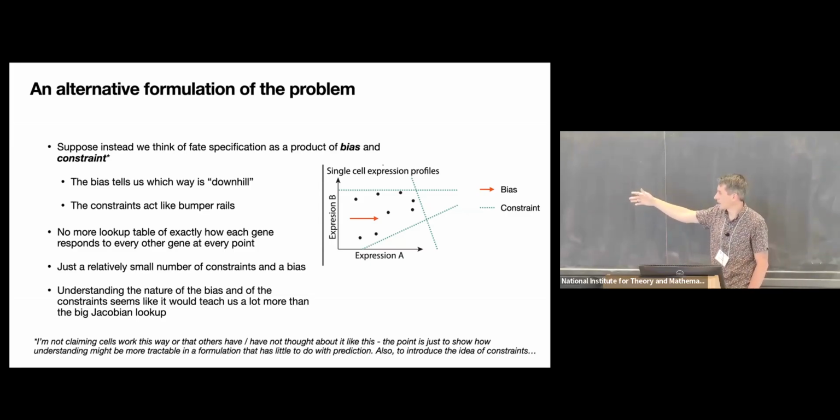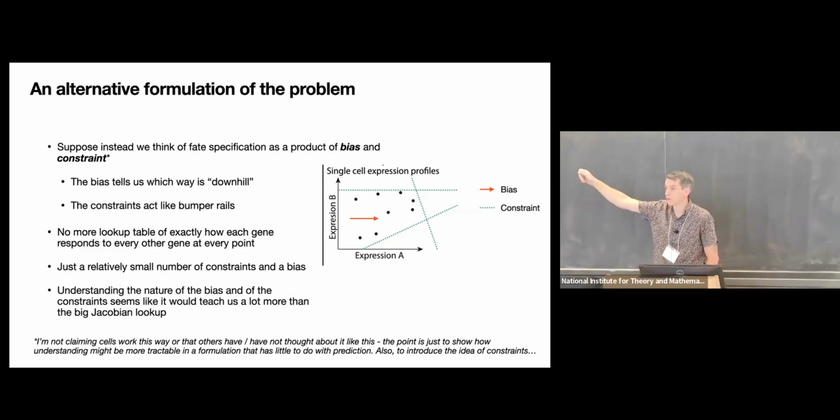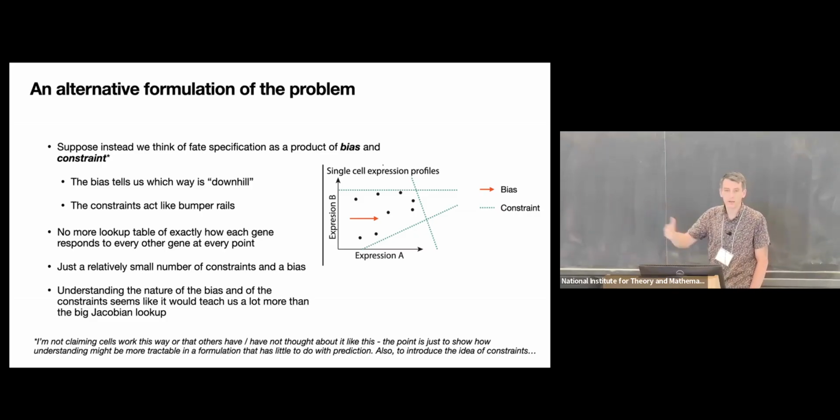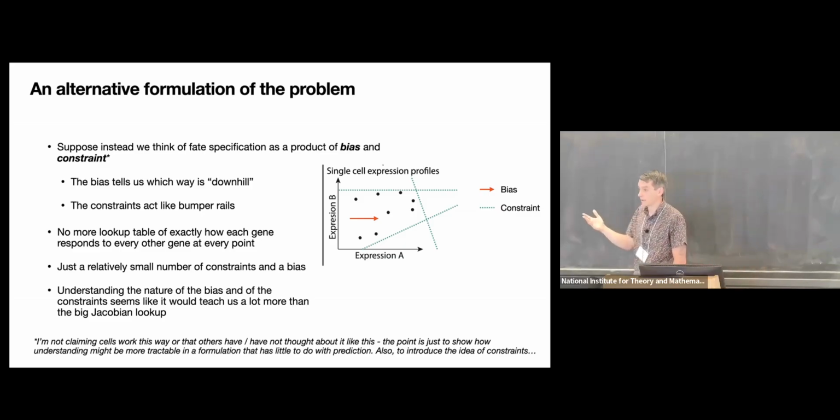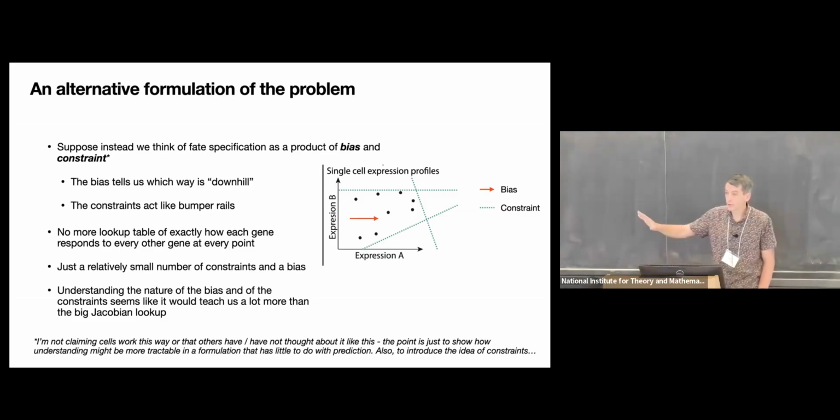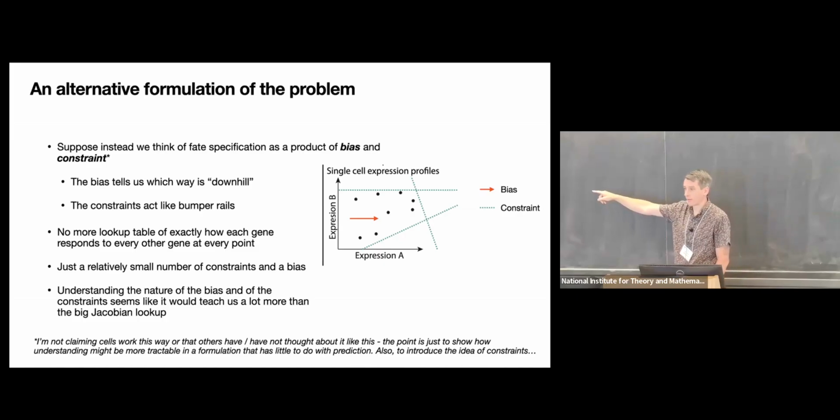We don't need to understand at every single point in space which gene is doing something to every other gene, and that changes everywhere we go. There's a relatively small number of things that we need to understand, and interrogating the nature of this bias term and the nature of the constraints might be very fruitful for understanding the underlying biology of the system. I just bring this up not because I'm saying people have or have not done it, or that I think things actually work this way, but to illustrate an alternative to formulating as a prediction problem. That's point number one.